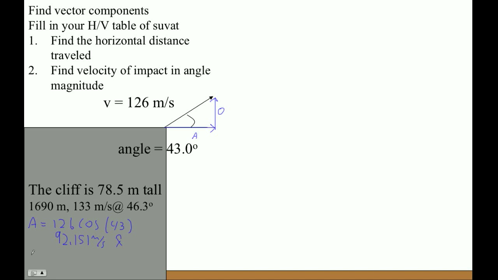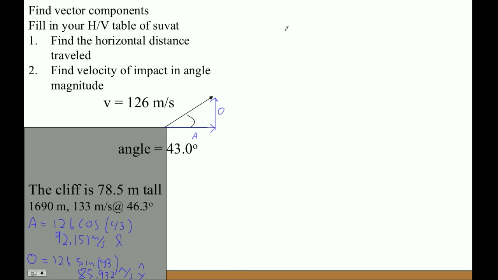And then our opposite side is going to be 126 sine 43. So 126 sine 43. I'm going to store that guy too. Let's see, that's 85.932 meters per second. This is in the y direction. These will become our initial velocities.